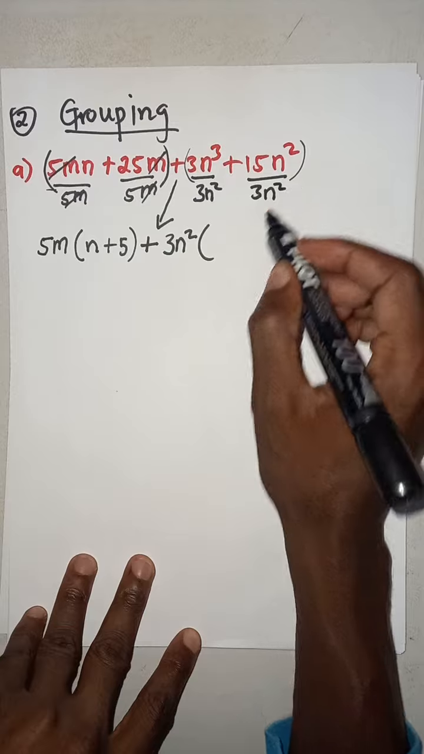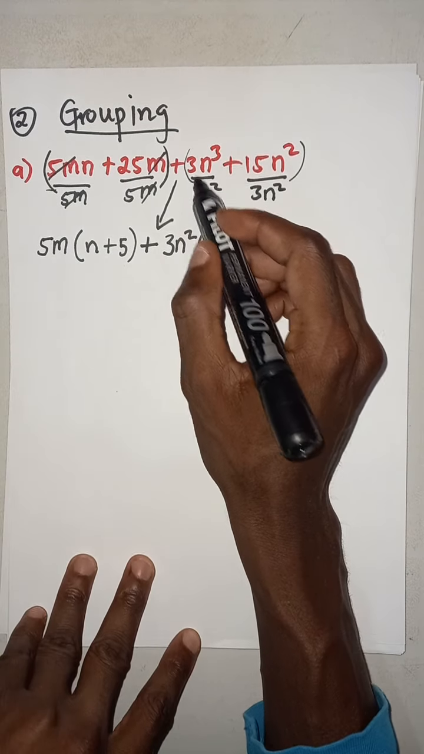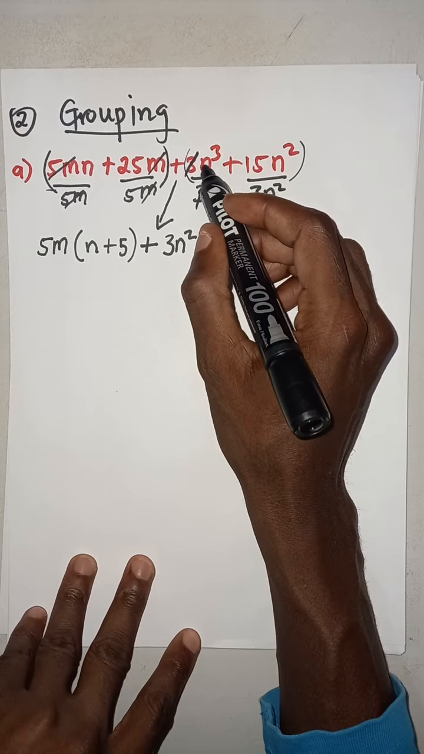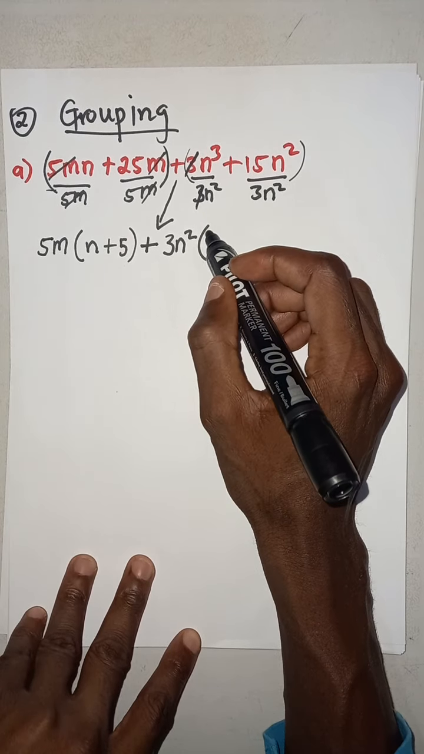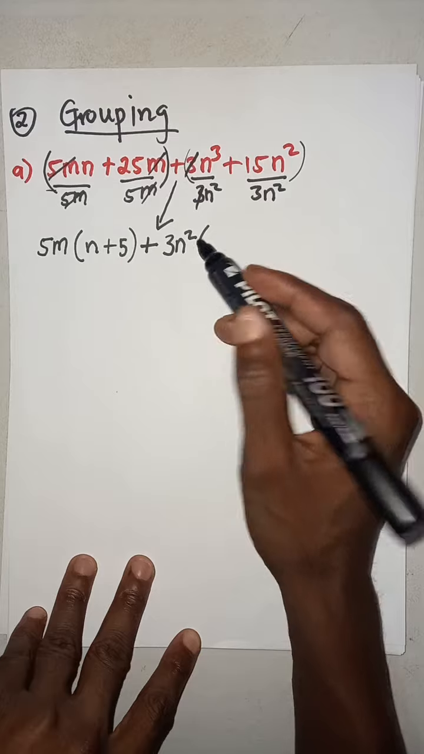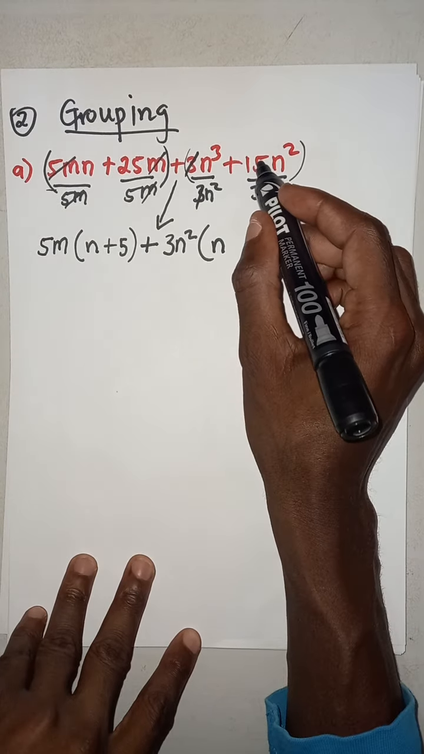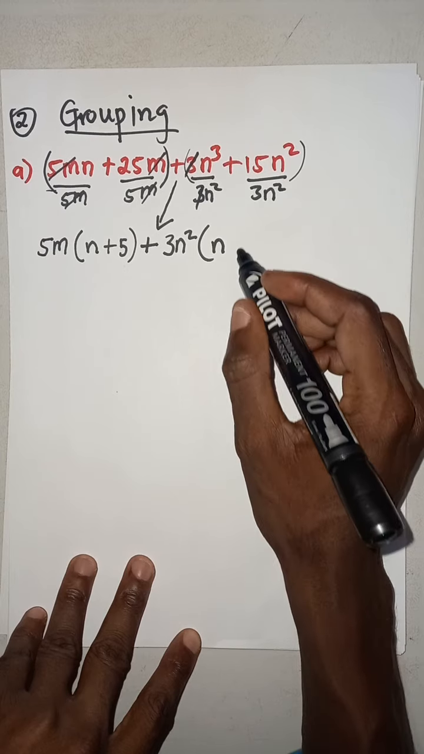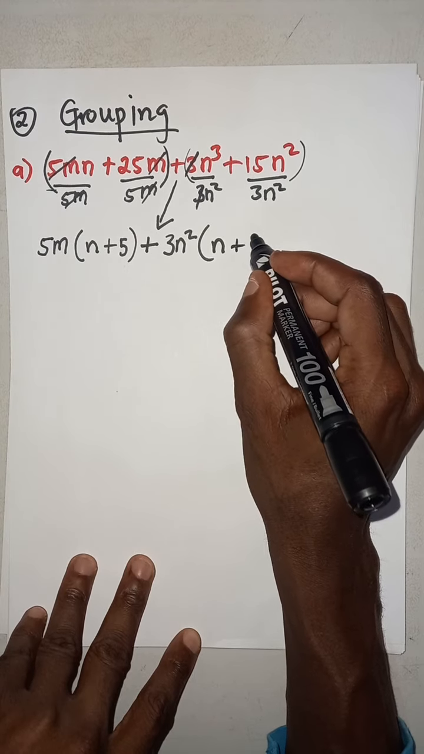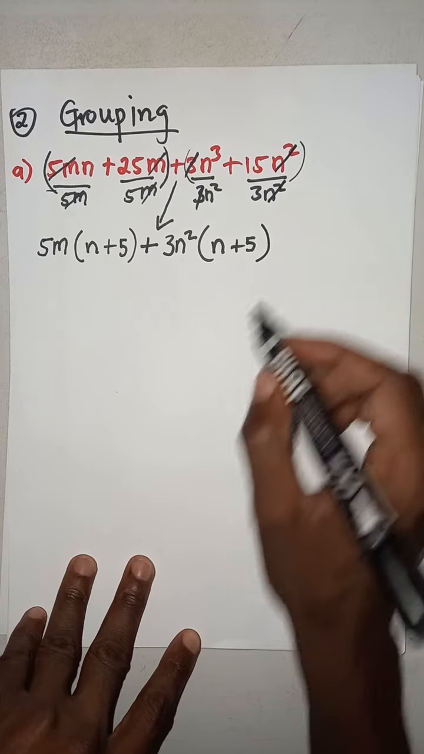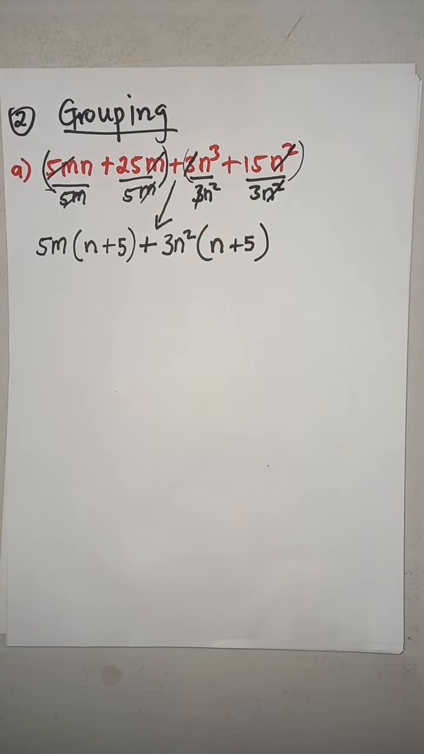3n to the power 2. So 3 by 3 cancels. It gives me 1. And then n to the power 3 divided by n to the power 2, I subtract: 3 minus 2 is 1, which means it's just n. Then positive 15 divided by 3 gives me positive 5. N to the power 2, n to the power 2 cancel. So it means I'm almost done.